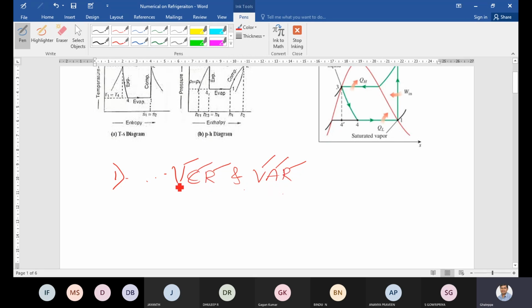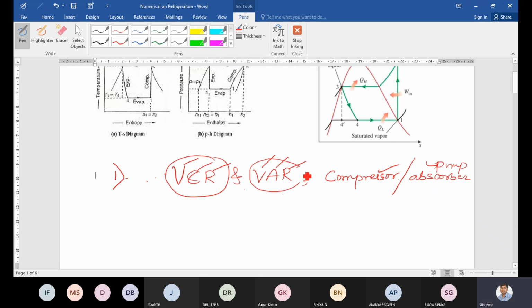How do you identify which category it is? Highlight or search for the word compressor. If the word compressor is given in the numerical statement, then it is VCR. If in place of compressor, another word like absorber is given, or some data related to a pump, then it is related to VAR. That is the first step.